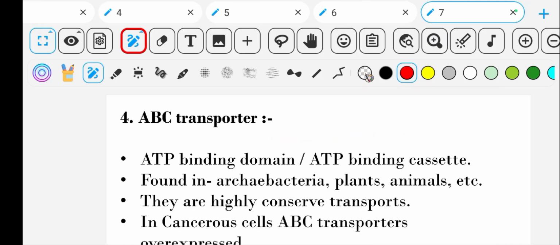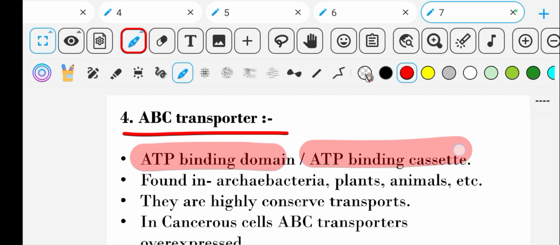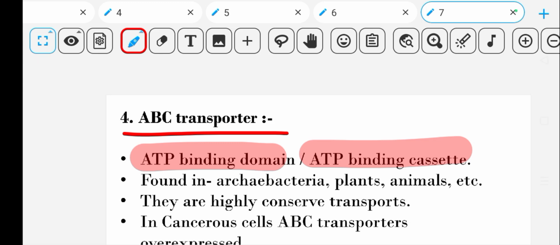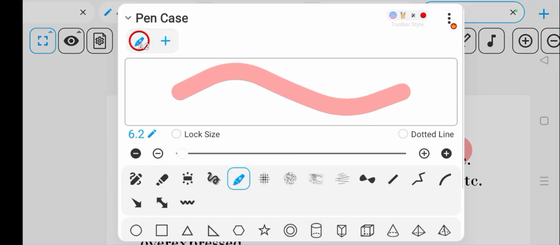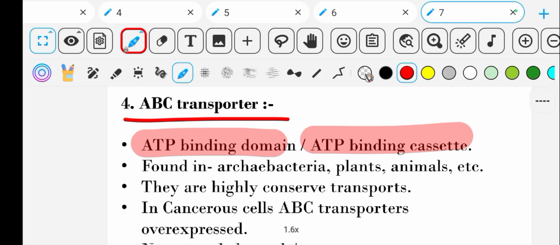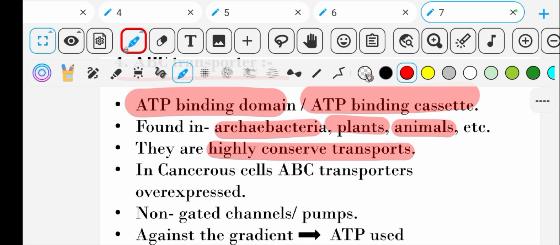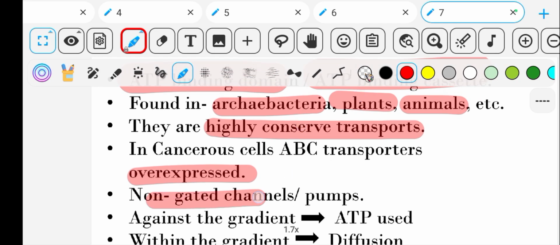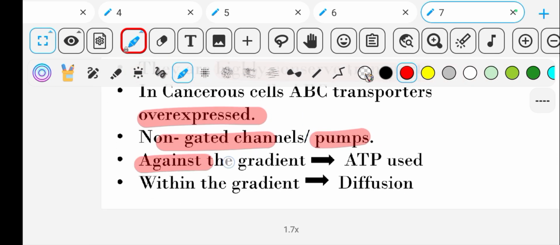Then moving forward to the fourth type of transporter pump, which is the ABC transporters. Here we have the ATP binding domain, the ATP binding cassette. It is found in archaebacteria, plants and animals. They are highly conserved transporters, but in cancerous cells, ABC transporters are overexpressed. They are non-gated channels or pumps. If they work against the gradient, then ATP will be used. If it is along the gradient, then it will work through diffusion across the membrane.